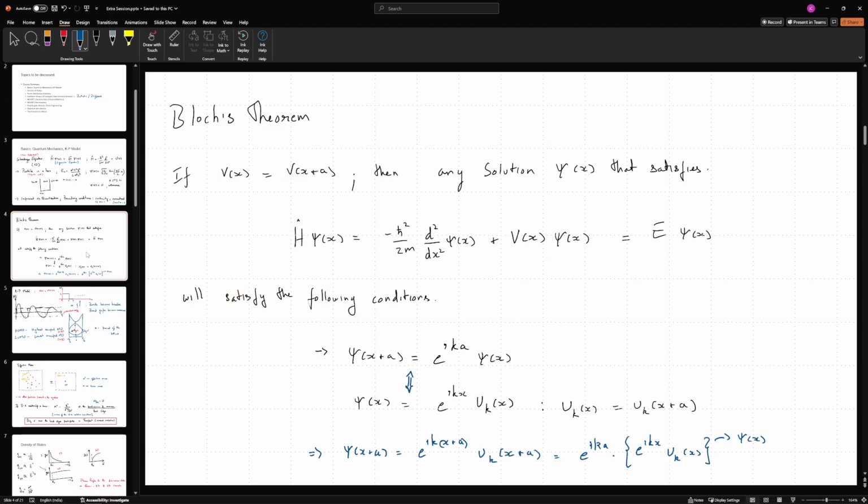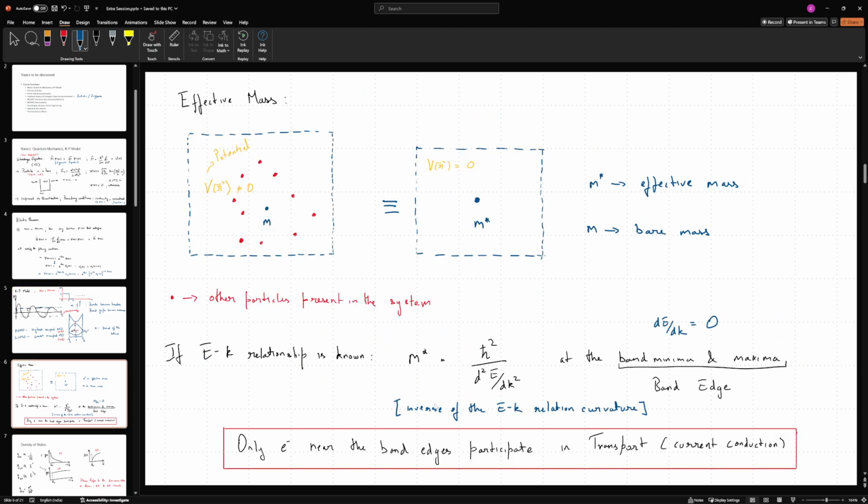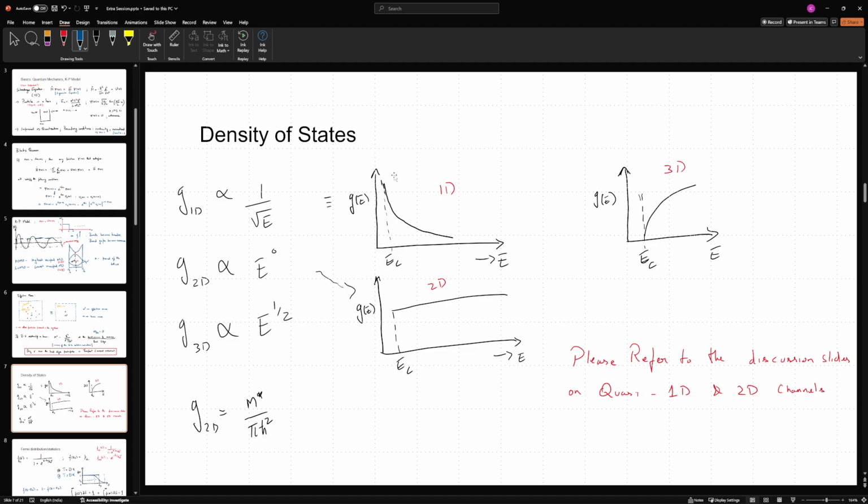Then Bloch's theorem is a special condition for a special kind of potential. All relevant results are written in this slide itself. Using Bloch's theorem, we solve the KP model, develop the notion of bands, band gaps, then use the E-k relationship itself to get the effective mass. And the effective mass gives us some idea as to which kind of electrons participate in transport, which kind of electrons do not. After that, we had a further discussion on density of states.